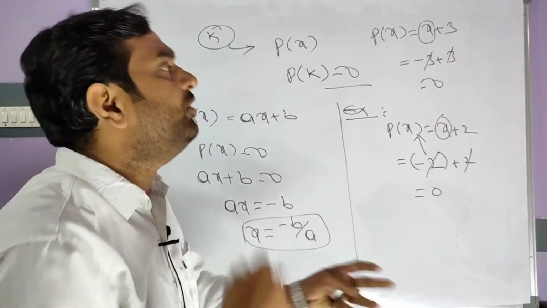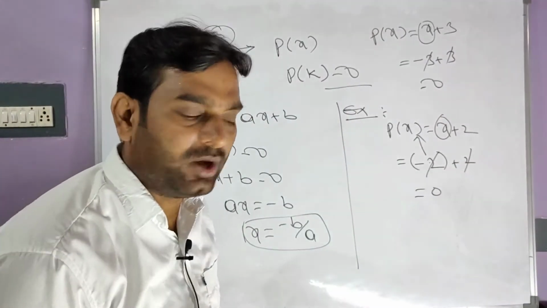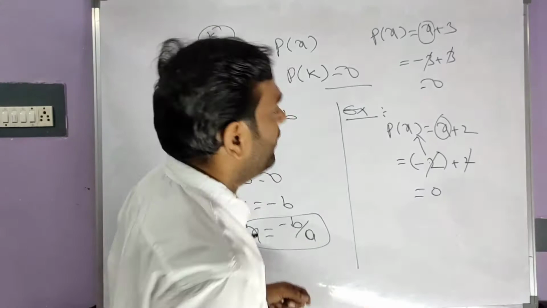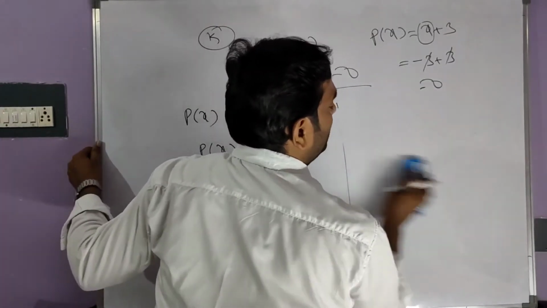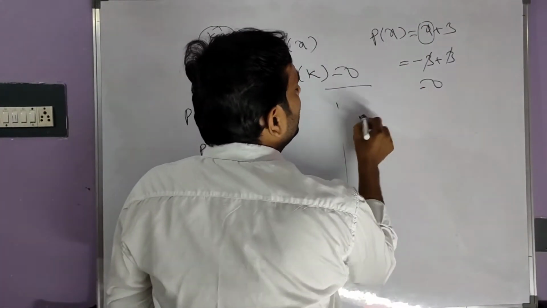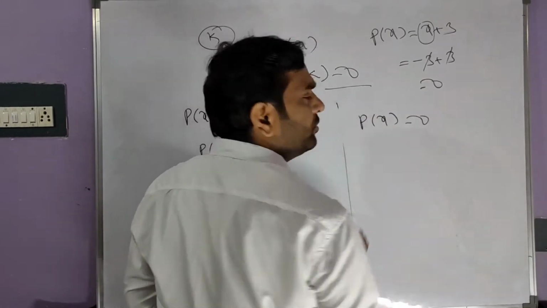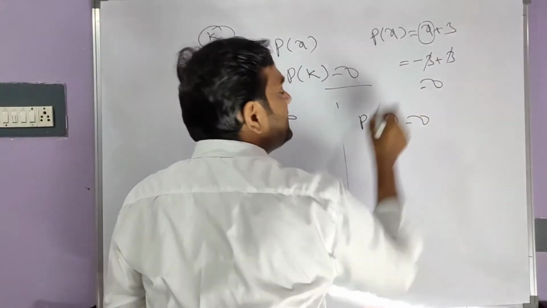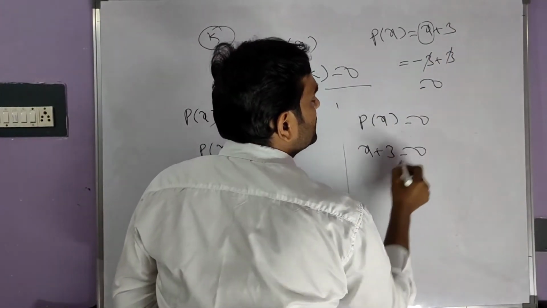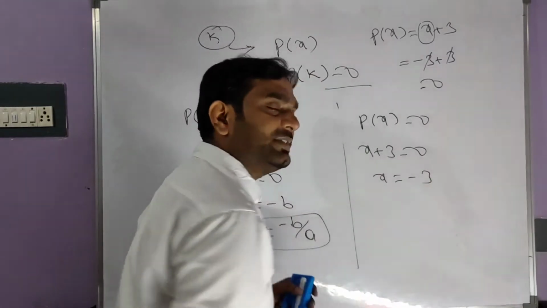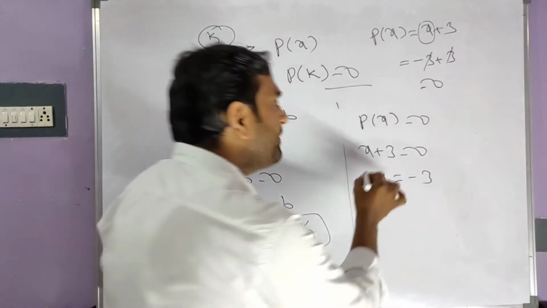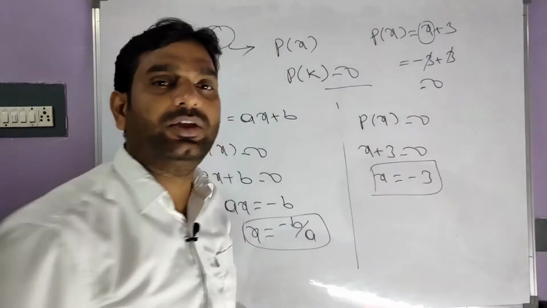Okay, how can you find the zero of a given polynomial? Very simple. Let's take that polynomial equal to 0. What is that? X plus 3 equal to 0, x equal to minus 3. This minus 3 is the zero of the given polynomial.